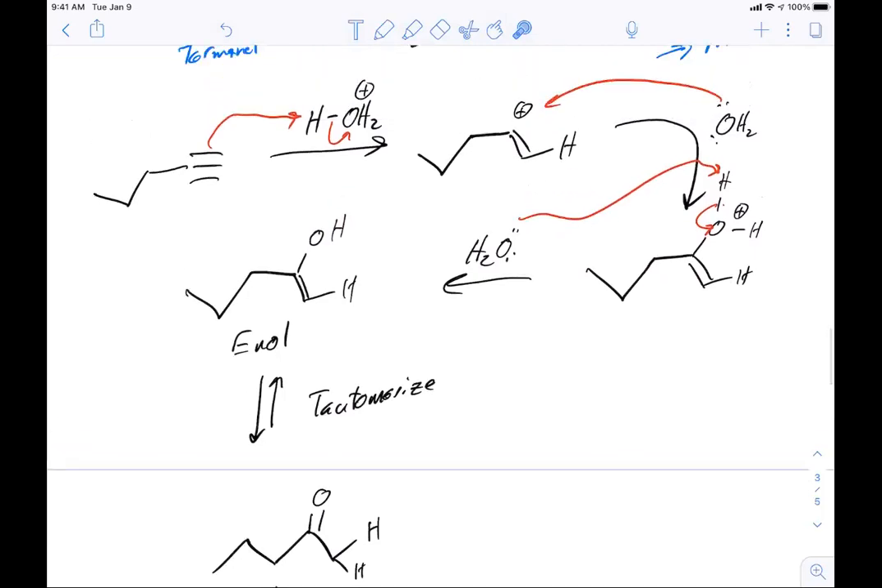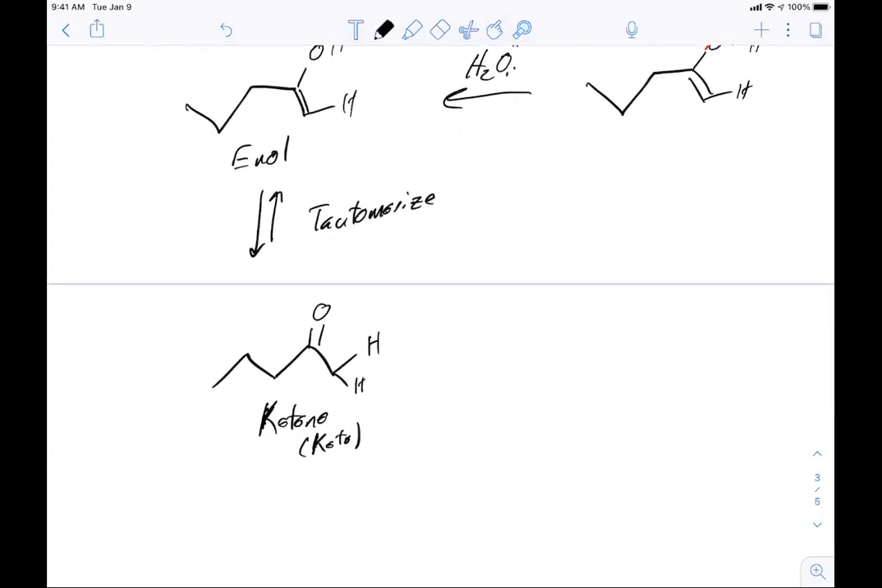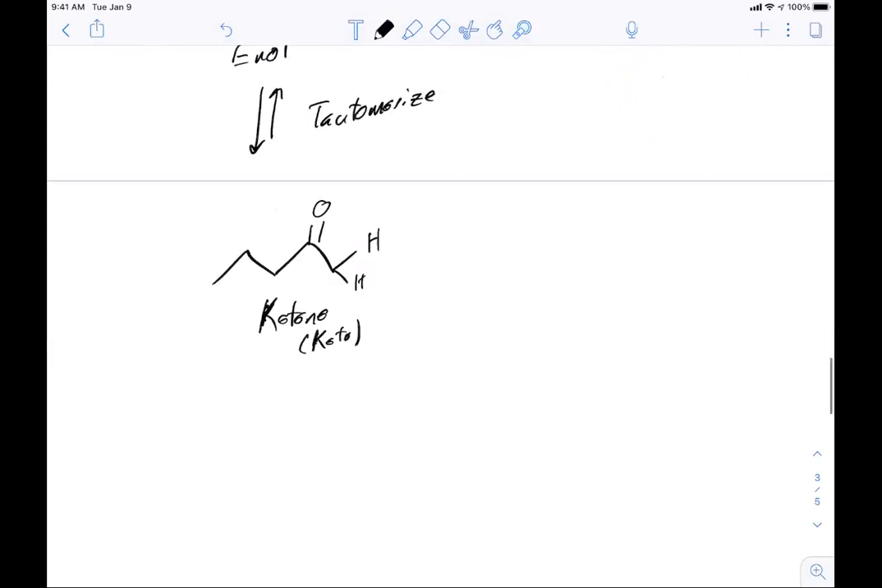So the regioselectivity follows the same thing we saw with alkenes. We end up with something that looks just like the product we would have seen with alkenes, but because of this double bond and this enol formation, we get tautomerization to the ketone. Okay, so let's look at keto-enol tautomerization.